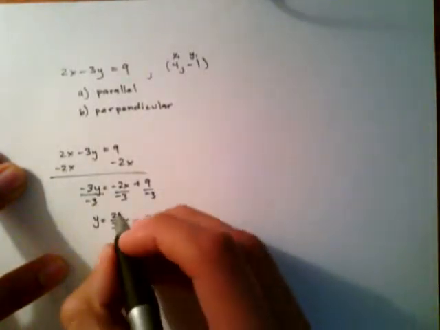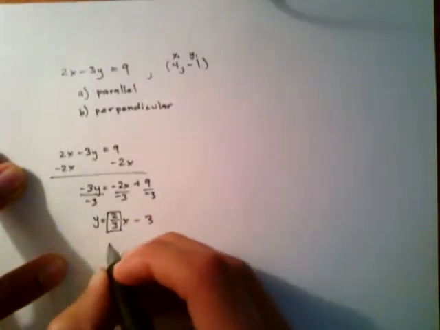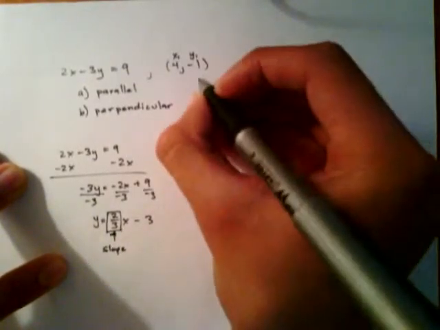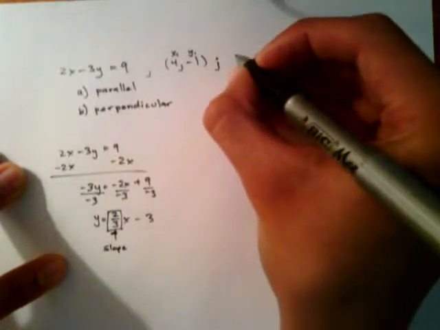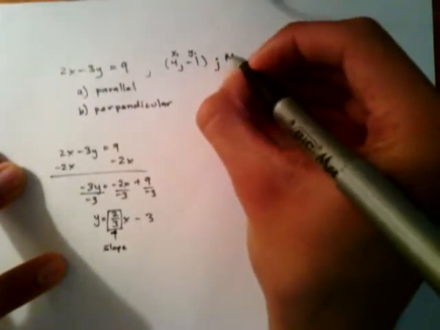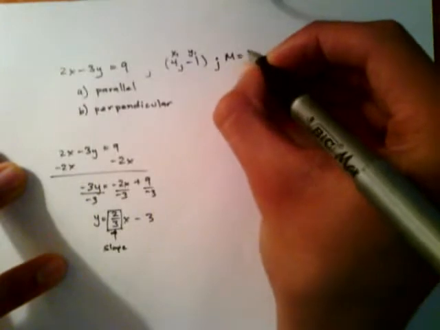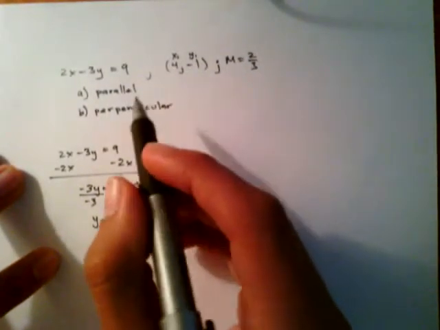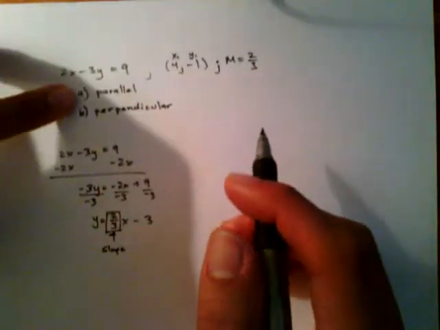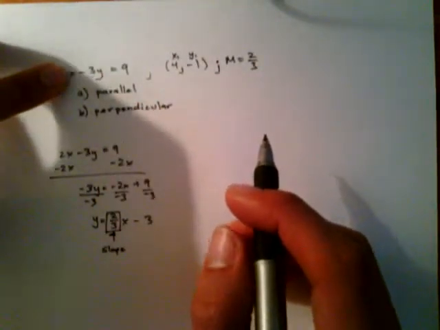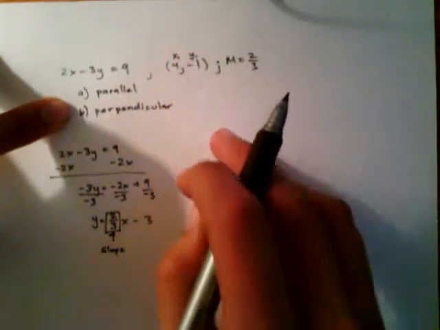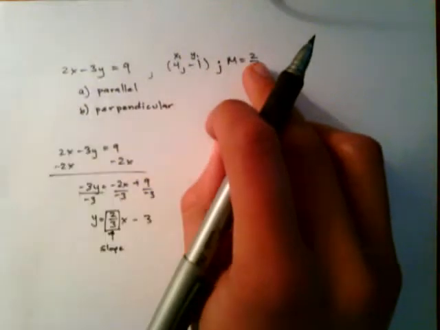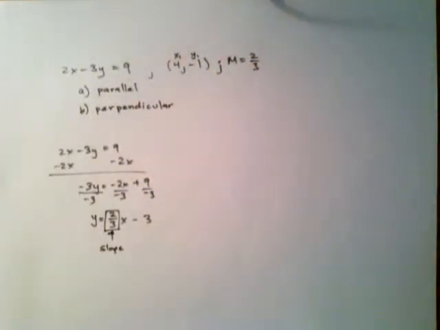Now, all we really need is this information over here, the slope. So we'll write that in next to the information that we already know. We know that the slope of this equation is 2/3. And now if you want to find a line that is parallel to this one and contains this point, what we really have to consider is just the slope, because lines that are parallel to one another have the same slope.